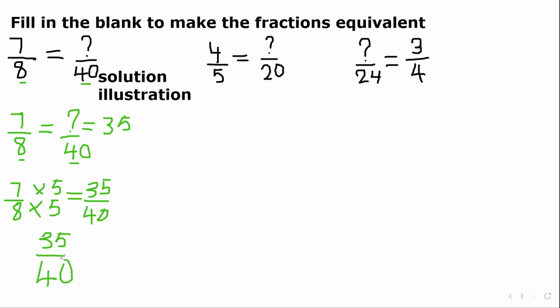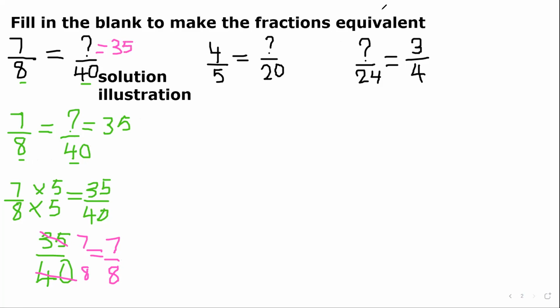If you still want to cancel them, okay, good. 5 goes into 35 is 7, and 5 goes into 40, and that is 8. Therefore, the common fraction here is 7 out of 8, which means that 7 out of 8 is equivalent to 35 out of 40. Okay, so the question mark here is 35. Okay, good.